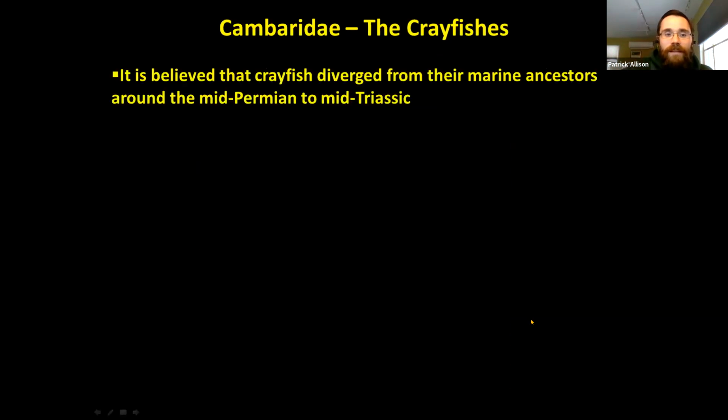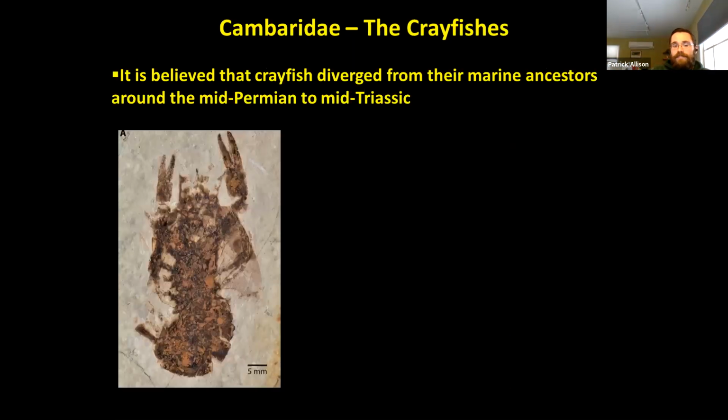So it is believed that crayfish diverged from their marine ancestors around the mid-Permian to mid-Triassic. So we've got fossil evidence of crayfish as well as their burrows. Now, this brings up an interesting question. How did crayfish come from a marine environment and work their way into a freshwater environment? What was that main driving force that allowed crayfish to evolve? And that involves their babies.